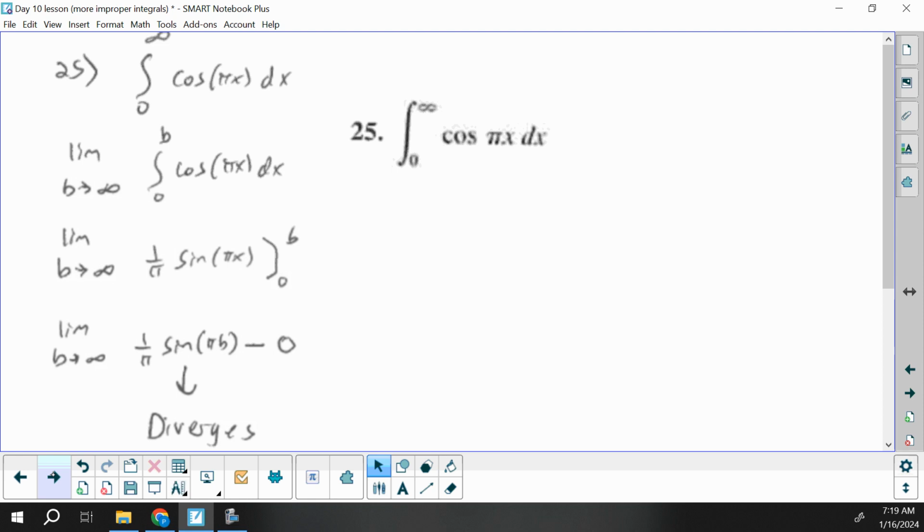Fill in your b, fill in your 0. Sine of 0 is just 0. Well, as b goes to infinity, sine is not going to approach anything. It's going to bounce back and forth. So because it never actually approaches something, this diverges.